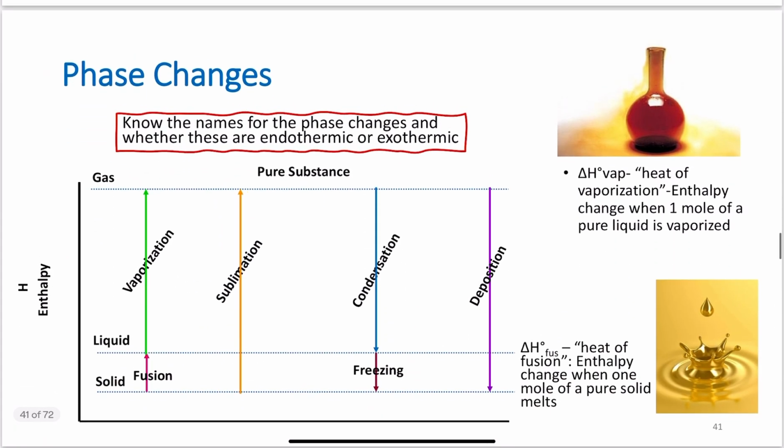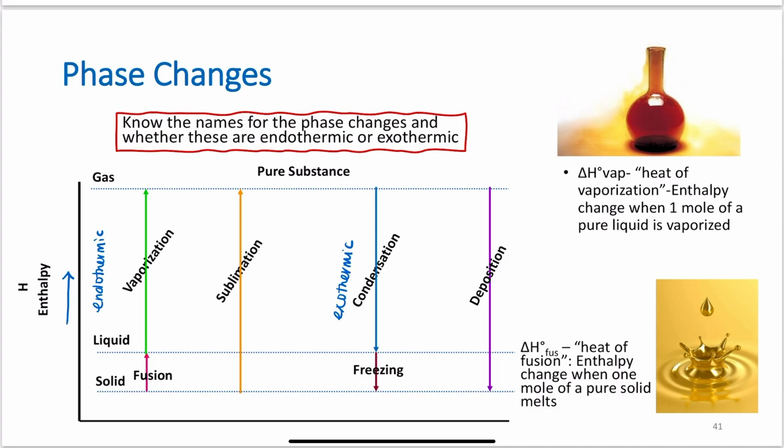And here's how you can see these graphically. You do need to know the names for these phase changes and know whether they're endo or exothermic, but sometimes putting them on a graph can help a little bit. Remember, H is your enthalpy. So as I'm going up, it's increasing. That means the up process is endothermic. The negative delta H is exothermic. Solid to liquid, liquid to gas, or solid to gas. So fusion, vaporization, and sublimation are all endothermic processes.